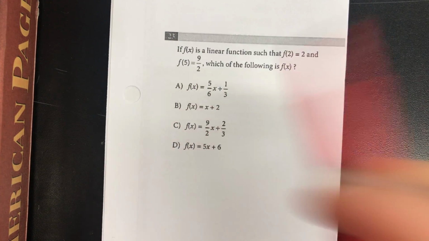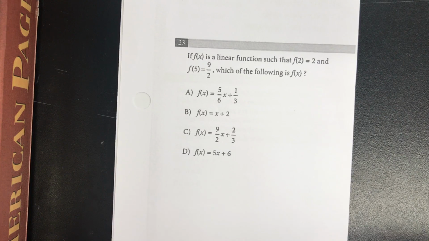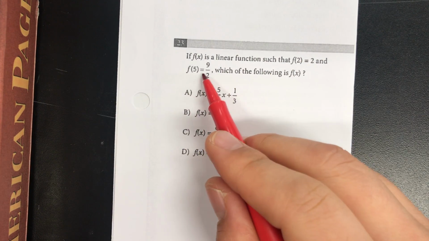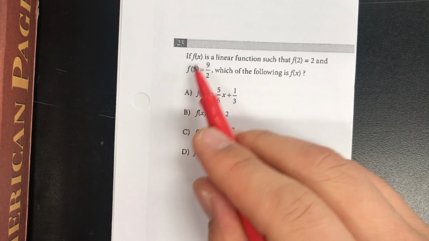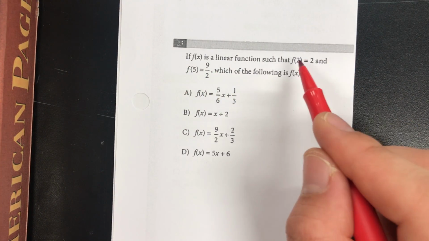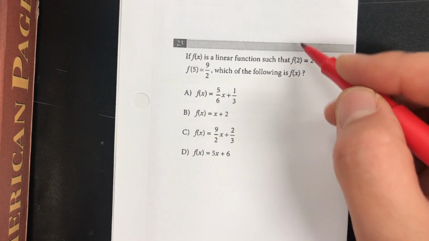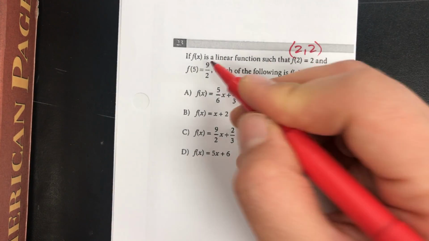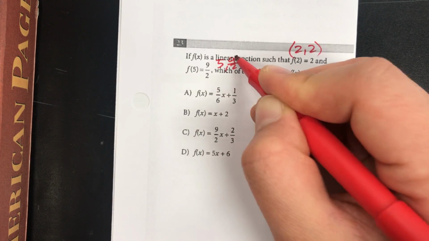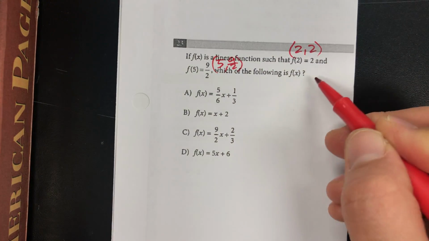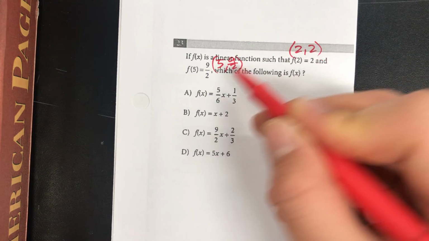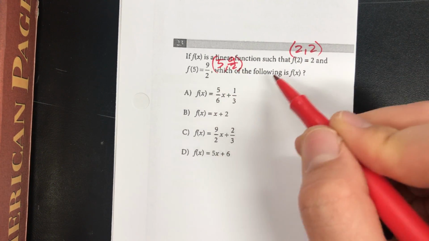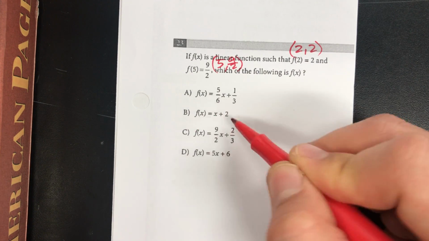Number 23, f of x is a linear function such that f of 2 equals 2, and also f of 5 equals 9 over 2. So whatever line there is, these points work. Basically, these points are 2, 2, because this is your x and this is your y, and then this one is 5 and 9 over 2. Which of the following is f of x? So we want to find the function that these both work out in. What you would have to do is plug in both of them and figure out which one works.